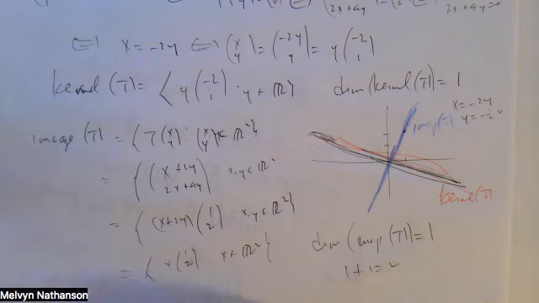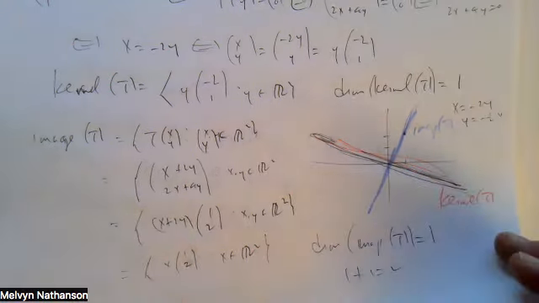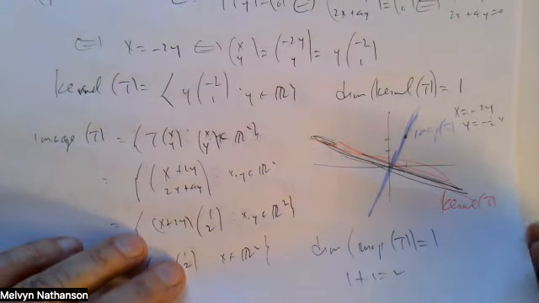Okay. So there are examples of computing the kernel and the image. It's very important. Let me make just a couple of other quick remarks.